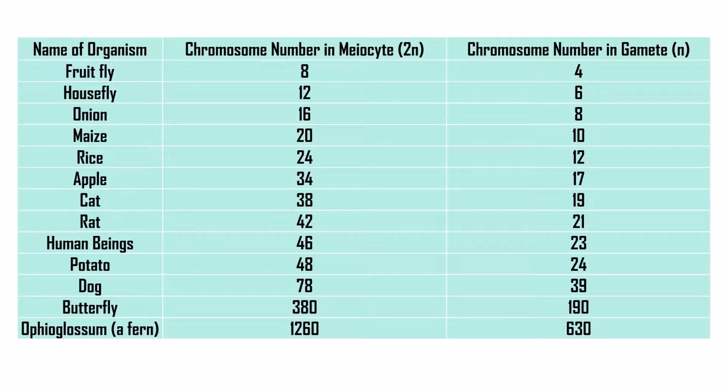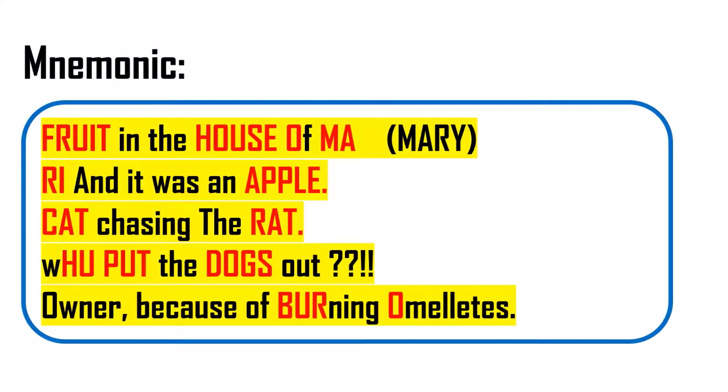Now if we can memorize the name of the organism and the haploid number, then using the formula of 2n, we can find the number of chromosomes in the meiocyte. Now our trick is going to be based on the name of the organism and the last column. Now let's go into the mnemonic.